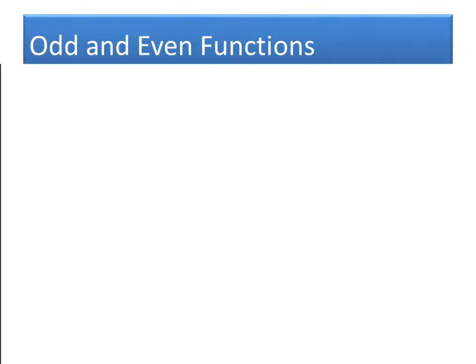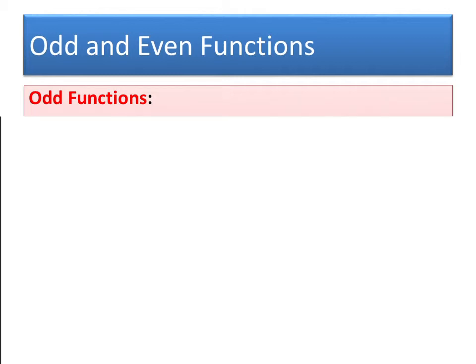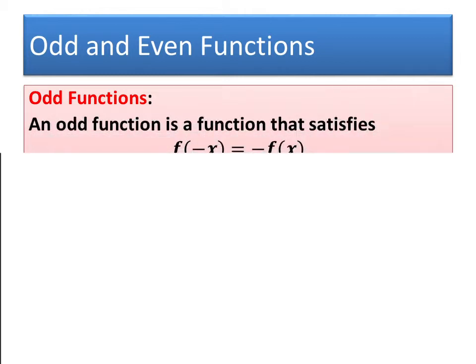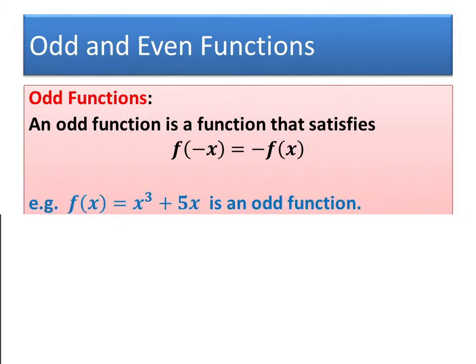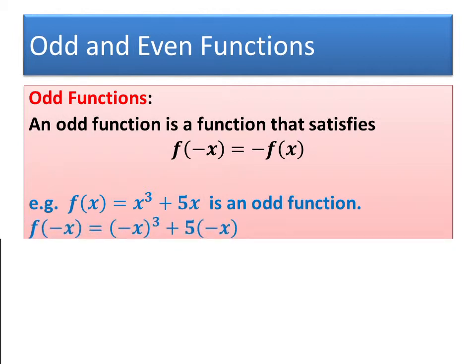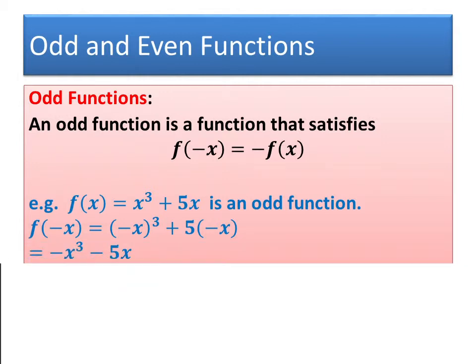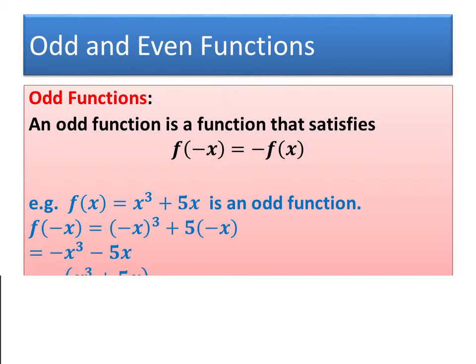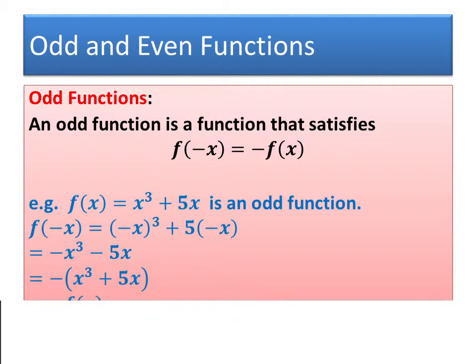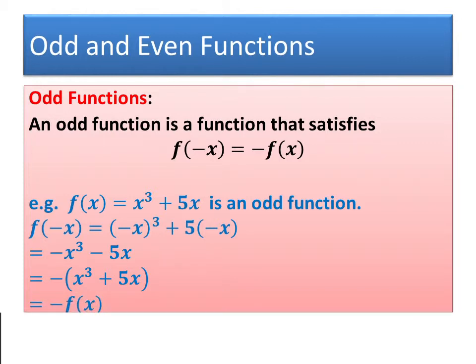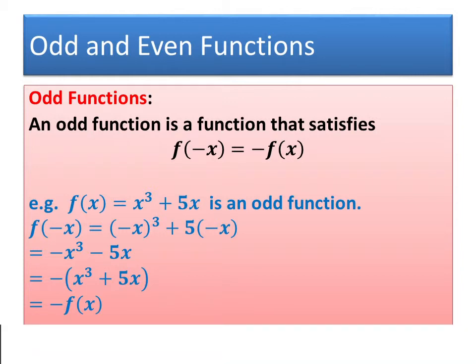Now we present the definition of odd and even functions. Odd functions. We mean by an odd function a function satisfying f of minus x is equal to minus f of x. For example, the function f of x equals x cubed plus 5x. This is an example of an odd function. Simply remove each x and put minus x. So you have f of minus x is equal to minus x all cubed plus 5 times minus x. This is equal to minus 5x. So our function now is minus x cubed minus 5x.